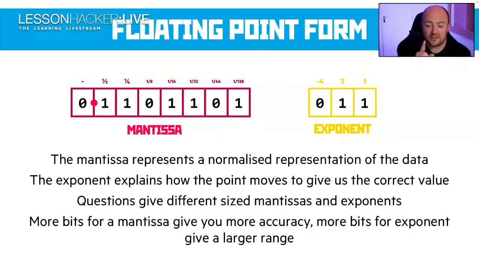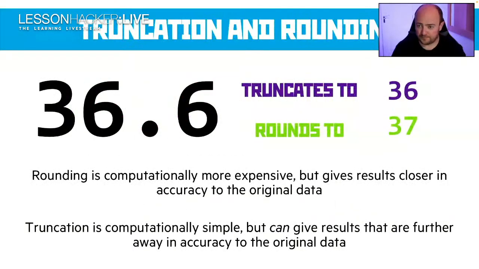Questions will give you different size mantissas and exponents. The more bits you get for mantissa, the more accuracy. The more bits you get for exponents, the larger the range. The problem is that both of these values are stored in one word space. So one instruction would store both. That means that if I increase the size of the mantissa, I'm going to have to shrink the size of the exponent. And if I increase the size of the exponent, I'm going to have to shrink the size of the mantissa. So it's a balancing act. How much range and how much detail do you need?